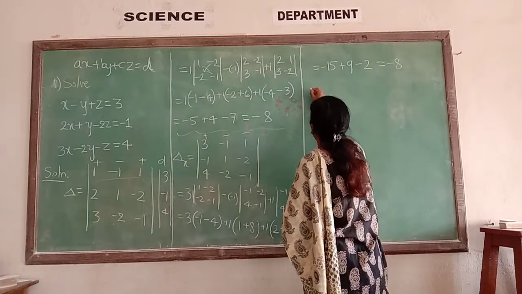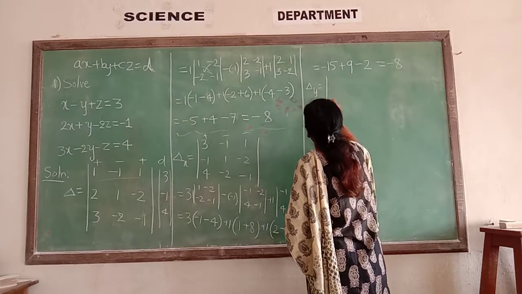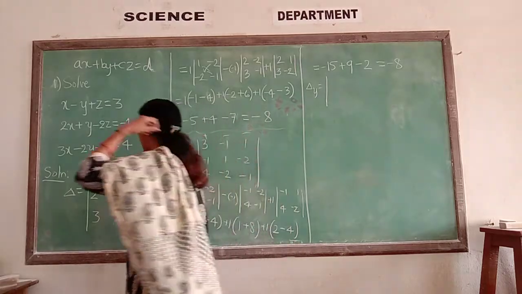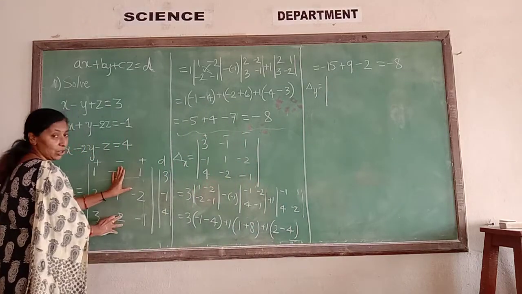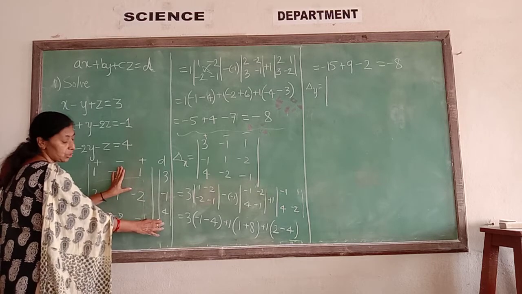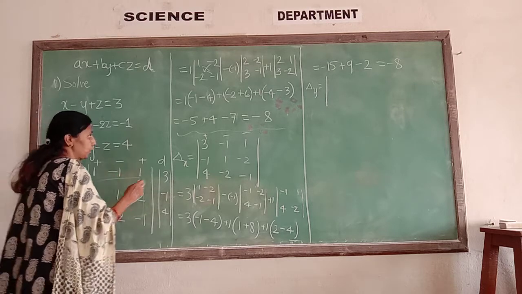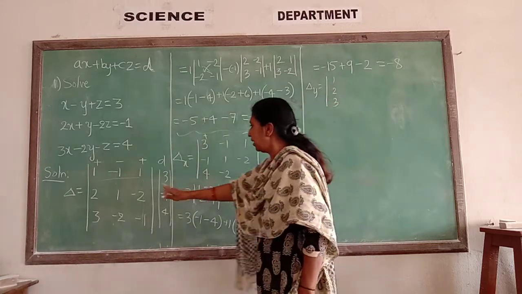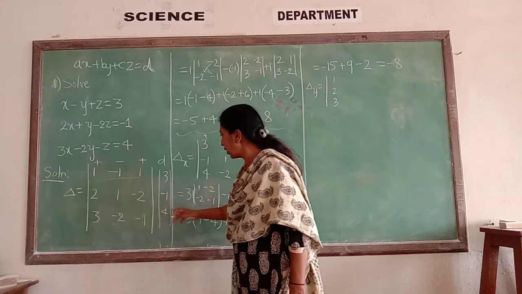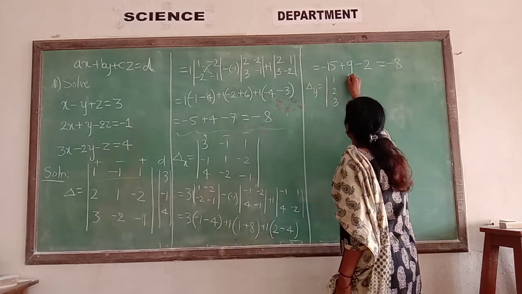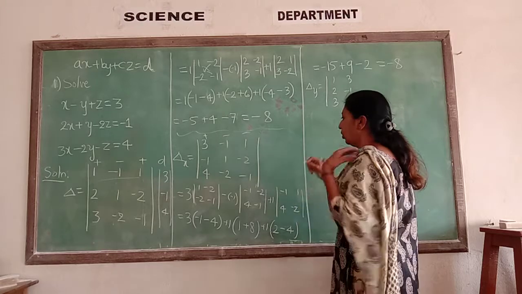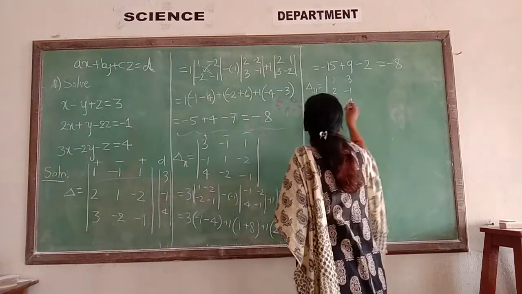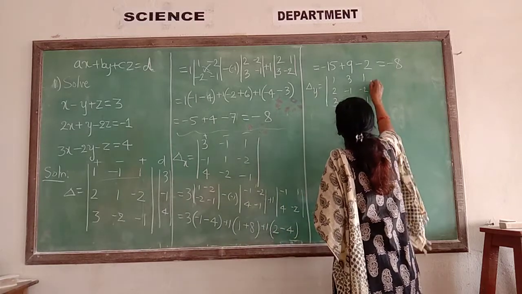Next, you have to find delta y. How to prepare delta y now? Go to the main determinant delta. Here you have to delete this y coefficient column and replace it with the constant column. That is 1, 2, 3 as it is. And here instead of this you have to write the constants: 3, minus 1, 4. And then this column as it is: 1, minus 2, minus 1.